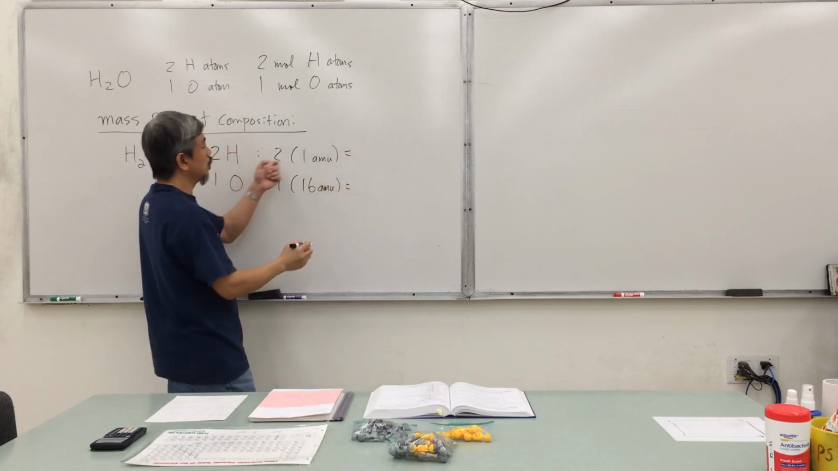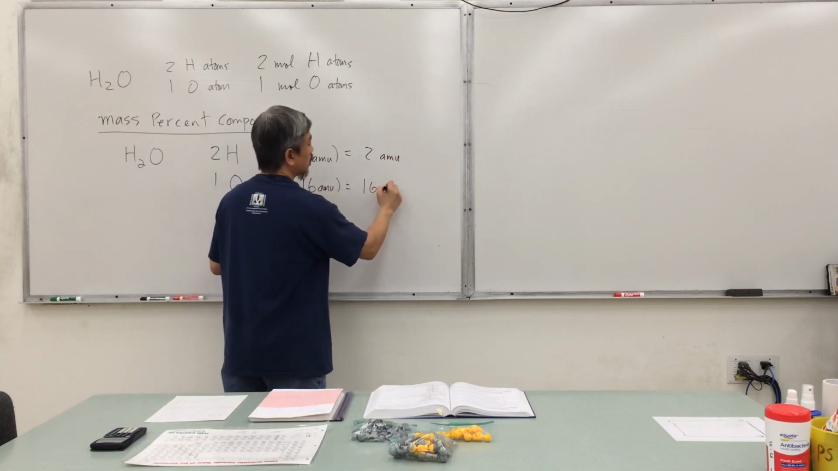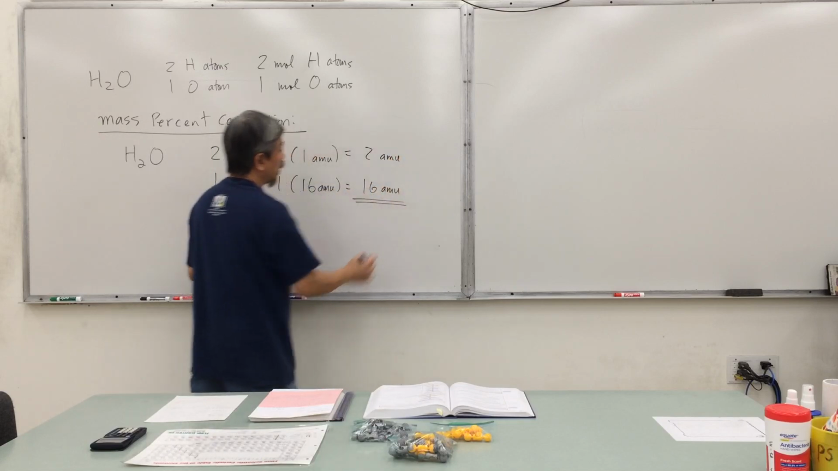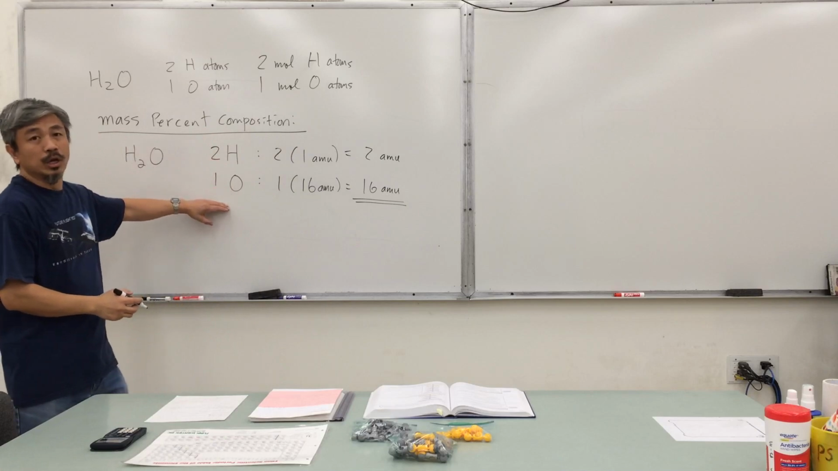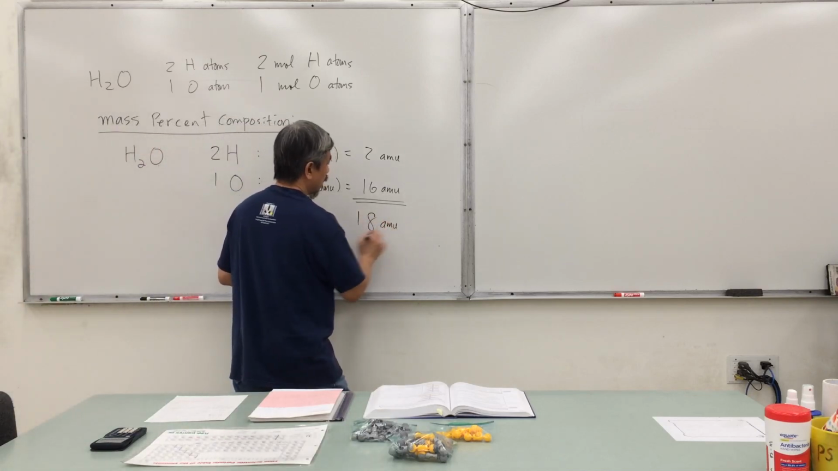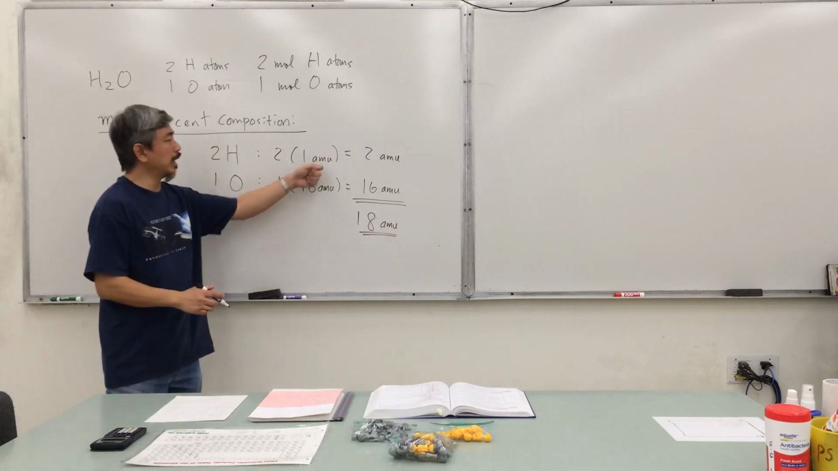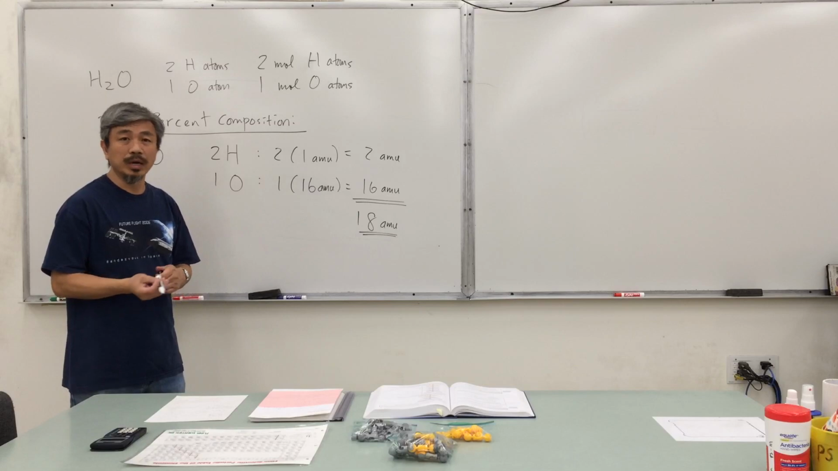So that gives you now 2 times 1 giving you 2 AMU. Okay, and this now gives you 16 AMU. So for a total of, when you add 2 hydrogen to 1 oxygen, you now have a total mass of 18 AMU, okay, for the mass of your water molecule. So this is by looking at the atomic mass unit for individual atoms.